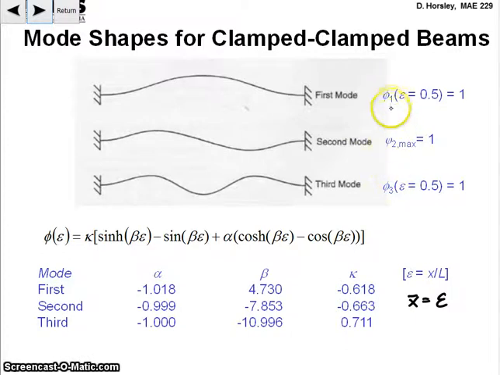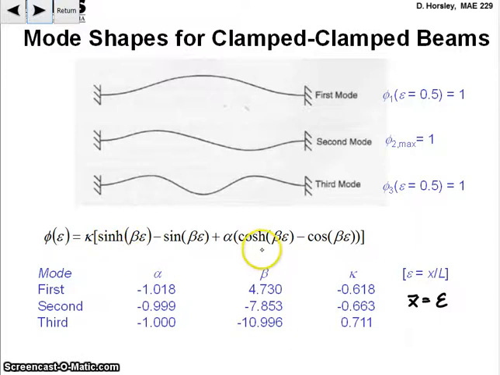We can see that the first mode has its maximum amplitude at the midpoint here. This is at epsilon equal to 1/2. And for this one, they didn't even try to figure out where the maximum is. I'm not sure actually if it's at a quarter of the length or not. But the other thing to point out is that these have amplitude 1. And so this expression here is for the normalized mode shape.